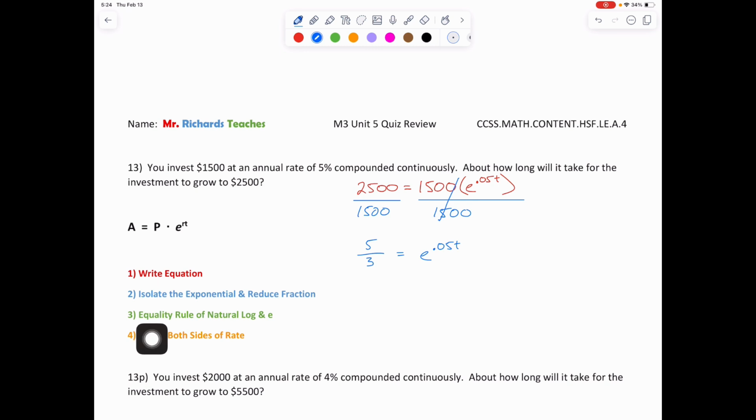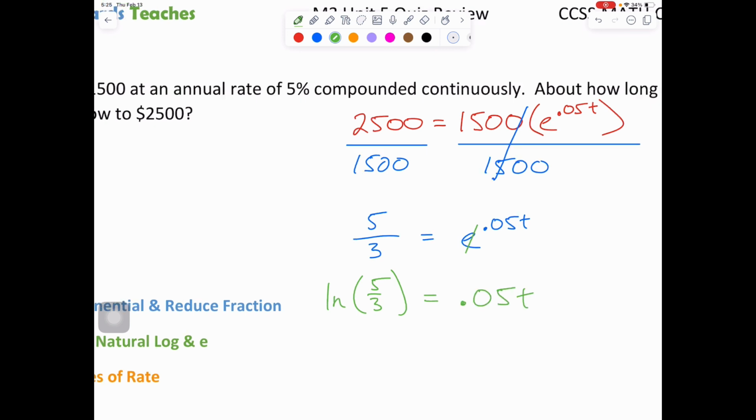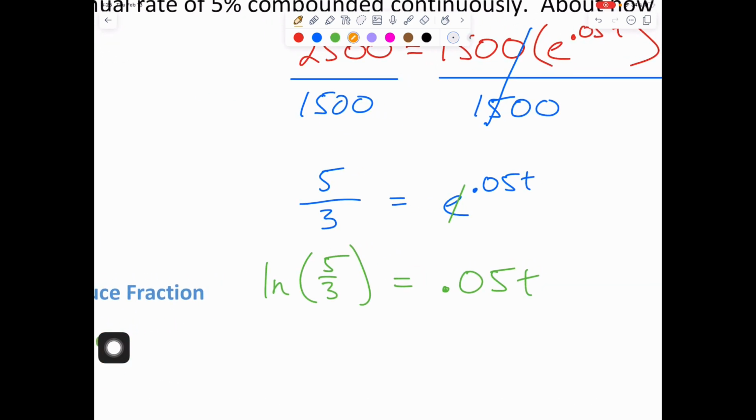Step 3, equality rule of natural log and e. In order to get rid of that e, we need to take the natural log of 5 over 3. This allows us to cancel out our e and bring down our 0.05 t. Divide both sides by the rate here. Our rate, with t by itself, is 0.05, and we'll also divide that by 0.05.